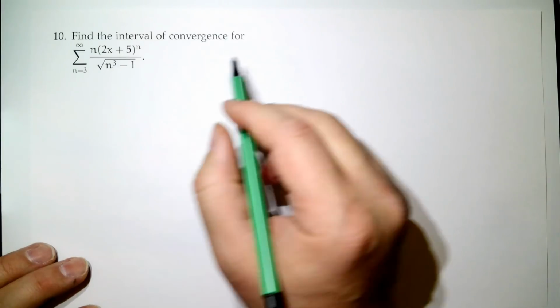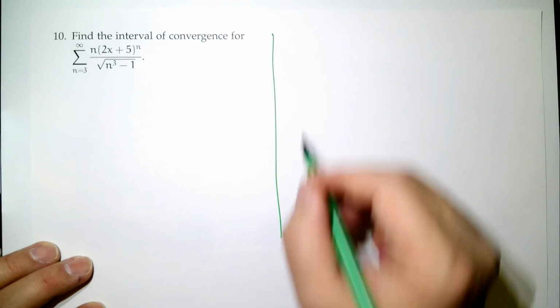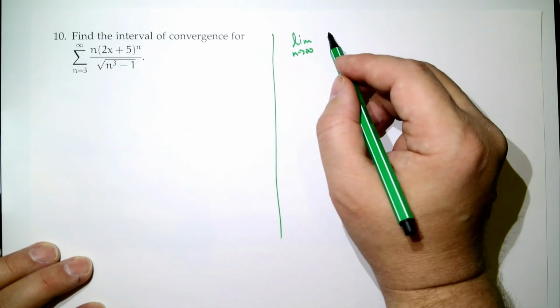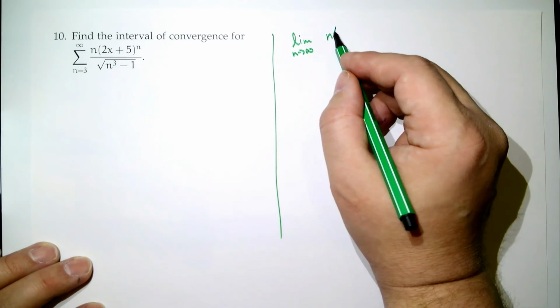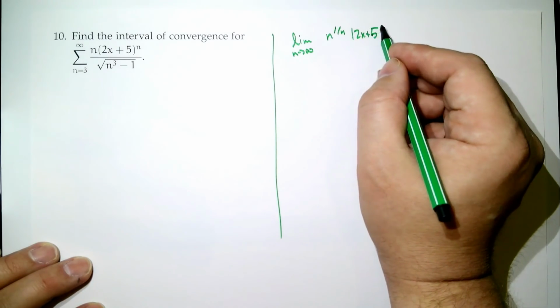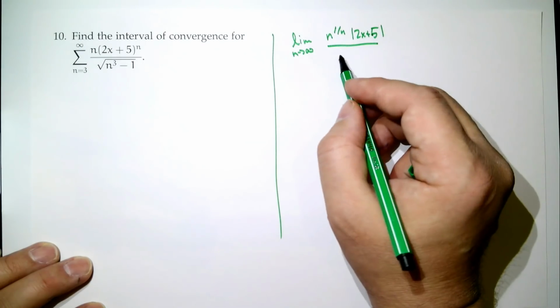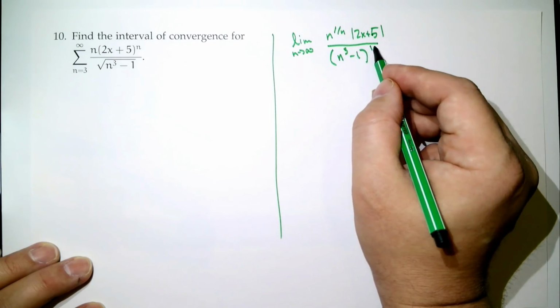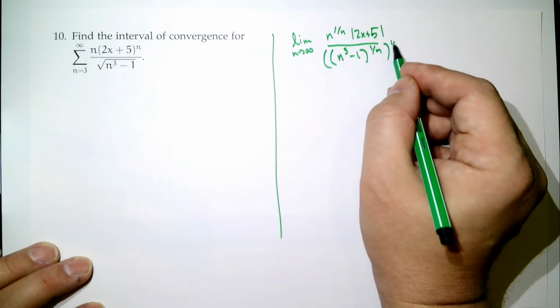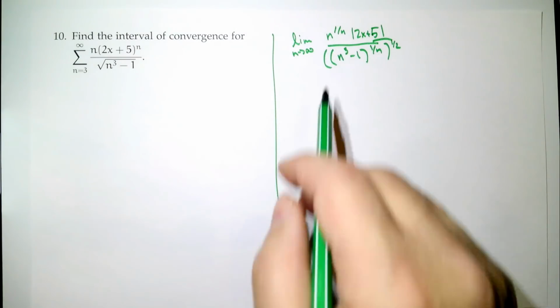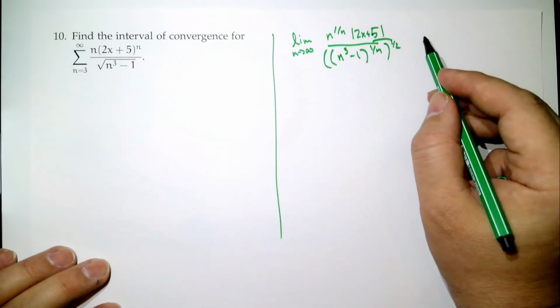Okay. So, we're going to take a look at the limit as n goes to infinity of n to the 1 over n, and then 2x plus 5 over the square root of n cubed minus 1, all to the 1 over n. Okay, so I took the nth root of everything. Now, some of these things are pretty easy. n to the 1 over n is 1. 2x plus 5 is 2x plus 5.